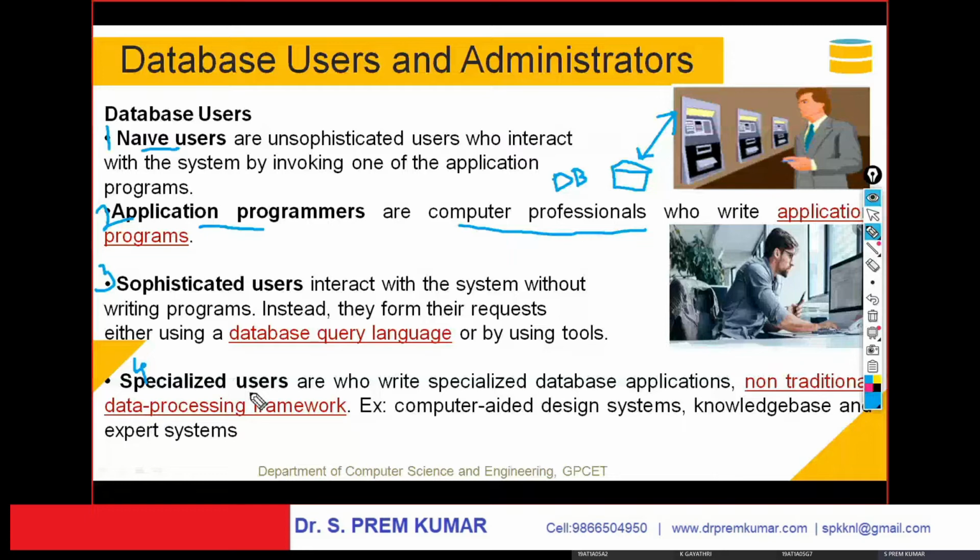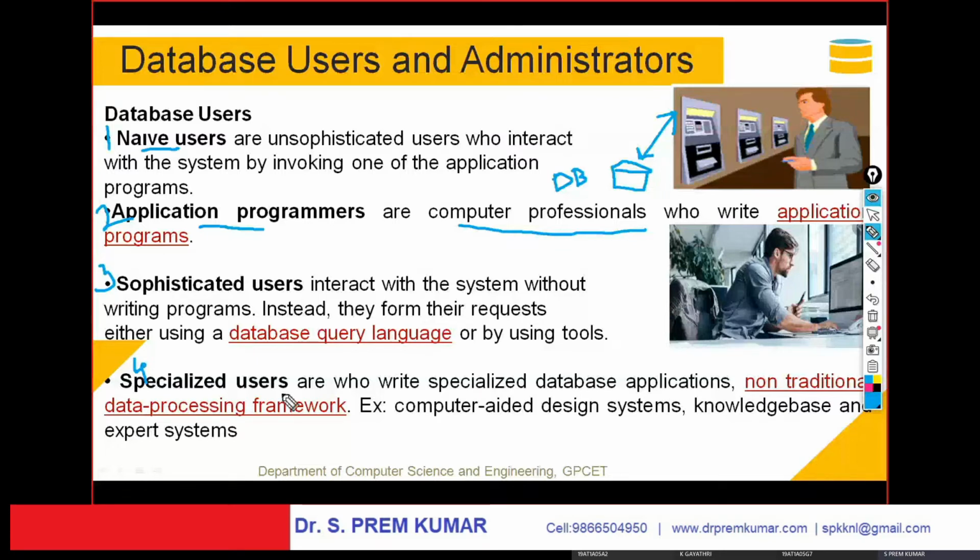There is another category of users called specialized users. They use this data for a non-traditional purpose. What is traditional? What is non-traditional? The traditional is a commercial application. Database traditional applications are the commercial applications. The commercial applications are nothing but the banking sector, business applications, educational applications. All these come under the commercial applications. That is a traditional use.